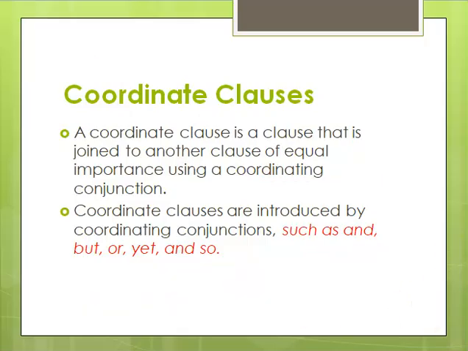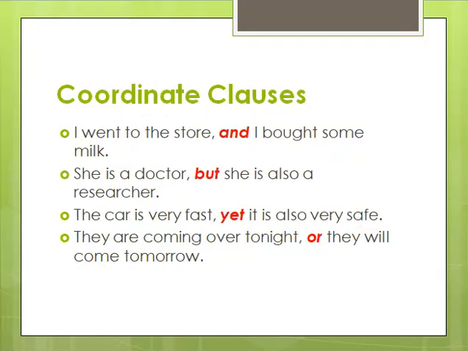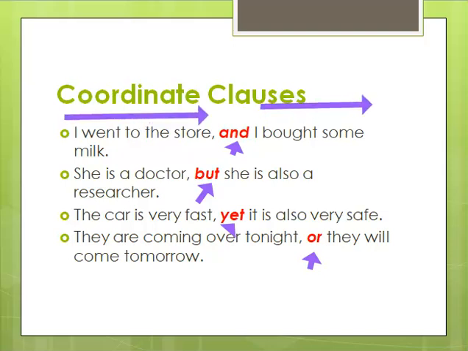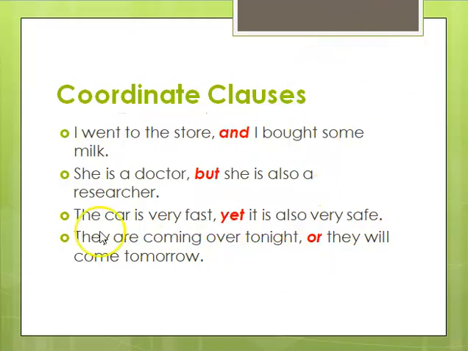Now, apart from that, let's move on to another. Coordinate clauses are joined by coordinate conjunctions, but, yet, and or. We can see here, I went to the store and I bought some milk. She is a doctor, but she is a researcher. The car is very fast, yet it is very unsafe. So these are coordinate clauses. Now you can see here, they are coming over tonight, or they will come tomorrow. So this is a coordinate clause.